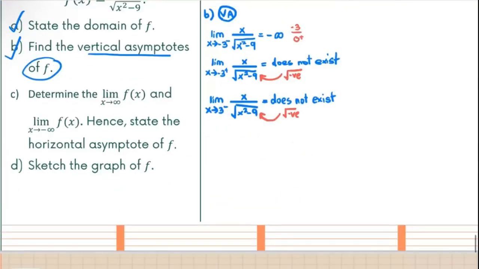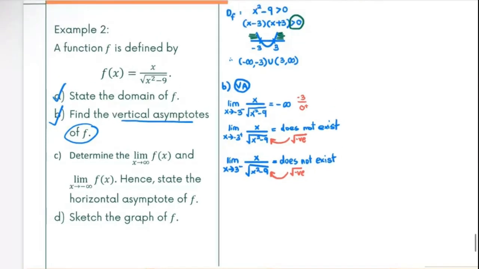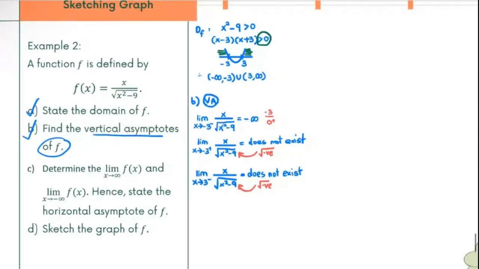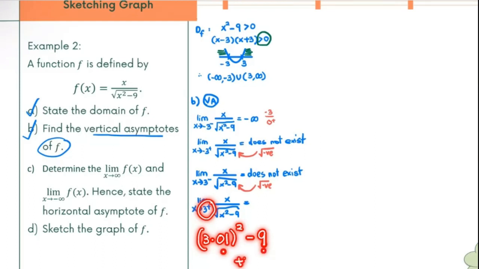Okay. So now kita cari pula, sekejap saya kecilkan sedikit. Untuk limit of x approaching 3 from the right for x over square root of x squared minus 9. Okay, so this time 3 positive, we are going to substitute 3.01 squared minus 9. So 3.01 squared will be bigger than 9, so kita akan dapat a positive value.